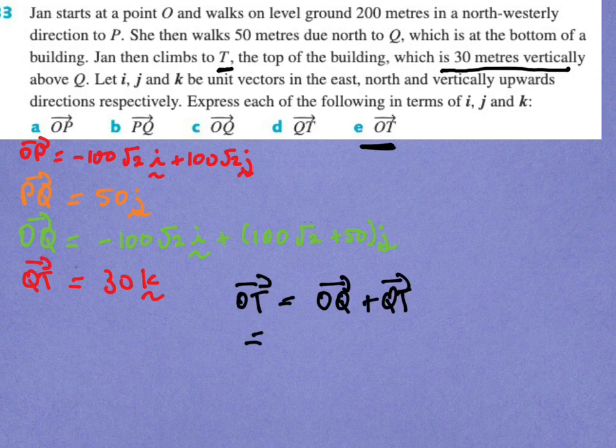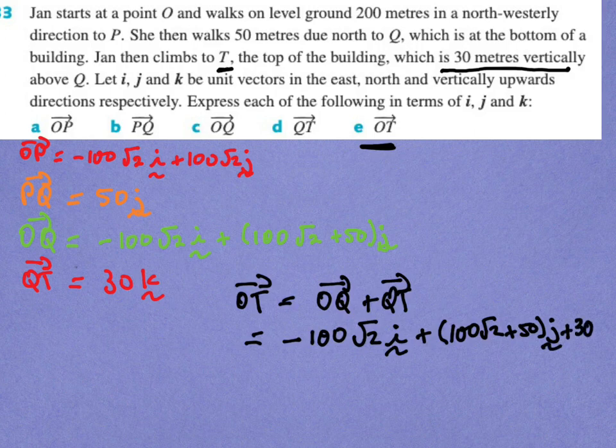And in other words, we have quite basic arithmetic to do. What have we got? OQ is, there it is in green. It's minus 100 square root 2 i plus the messy bit, 100 root 2 plus 50 in brackets j, and then we've just got to add in QT, which is just the k component, which is 30k. And that would conclude our answer to this question.